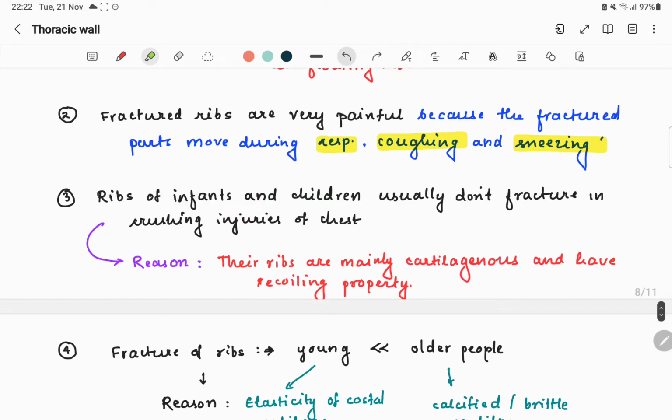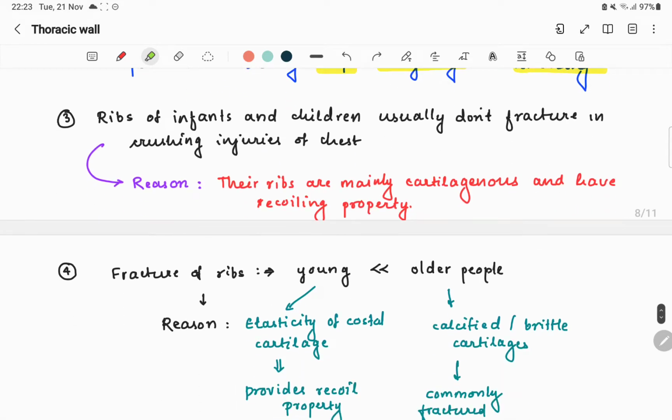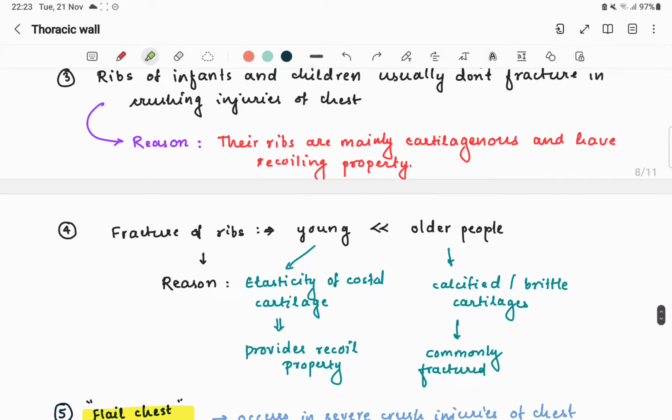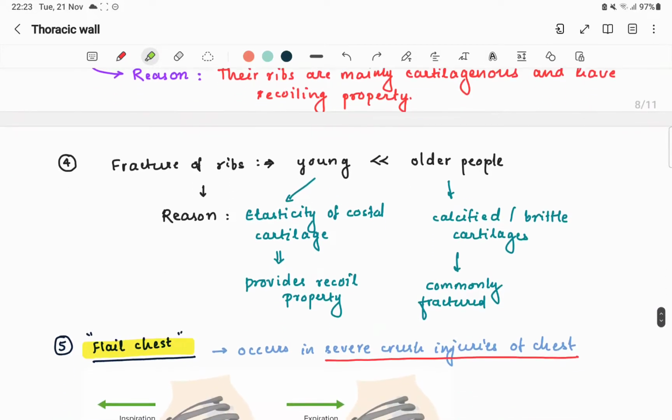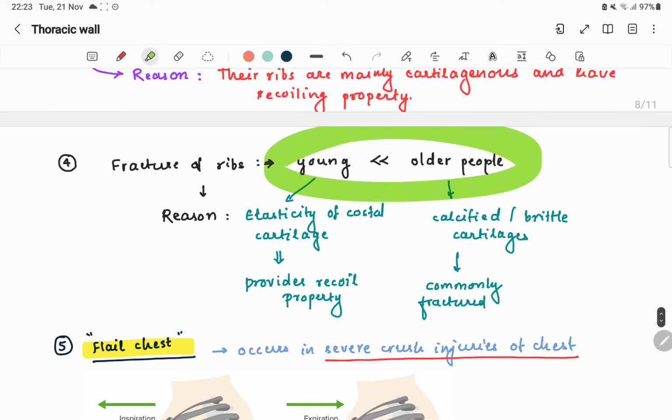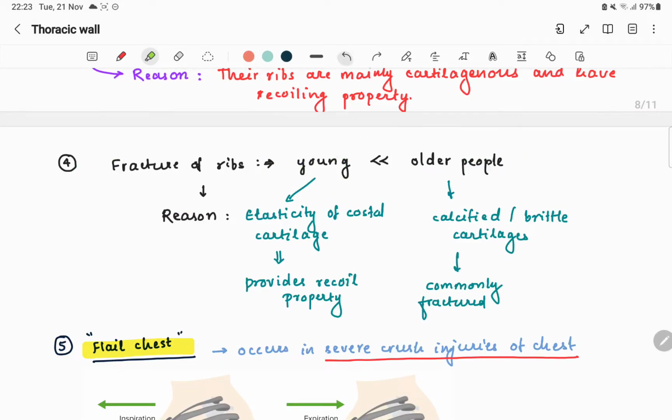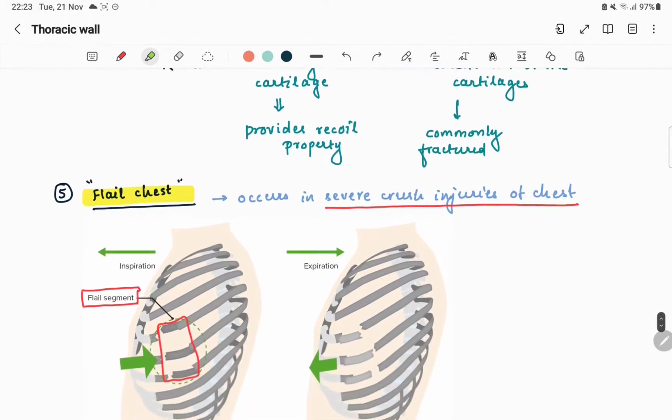Ribs of infants and children usually don't fracture in crushing injuries because infants have mainly cartilage. The ossification hasn't completely occurred, so they have a recoiling property in their ribs, and they don't usually fracture in crushing injuries of the chest. But if there is heavy crushing, they can also fracture their ribs. Rib fracture occurs commonly in older people as compared to younger people because there is more calcification in older people.